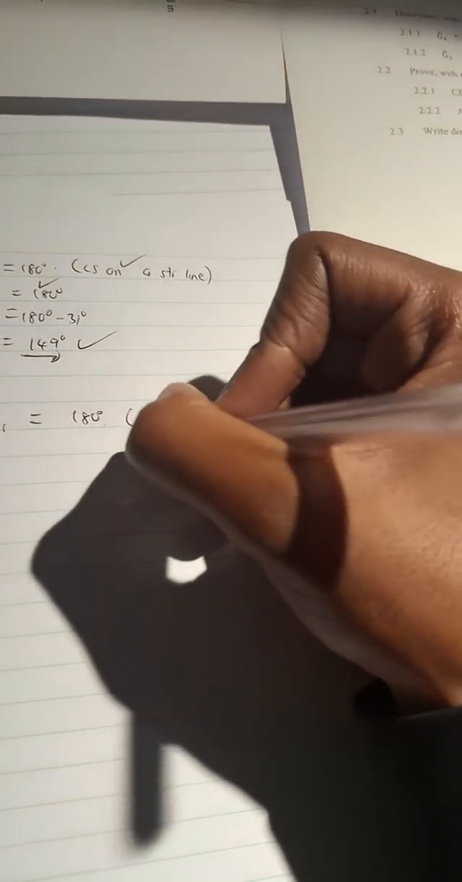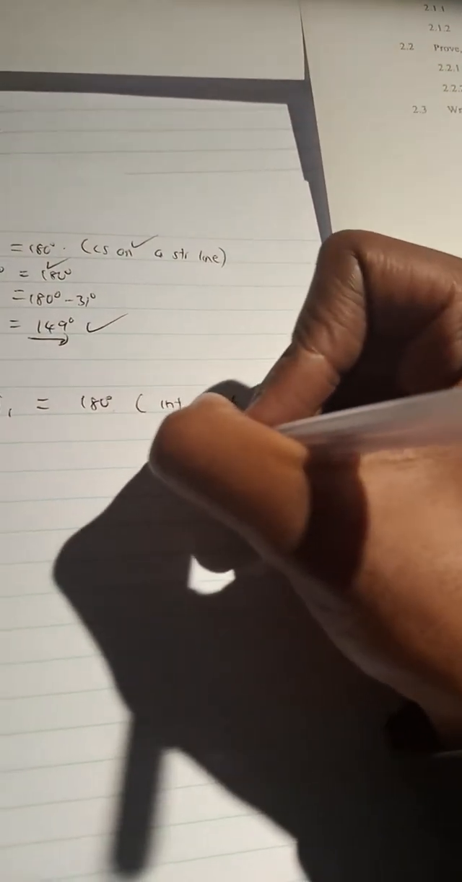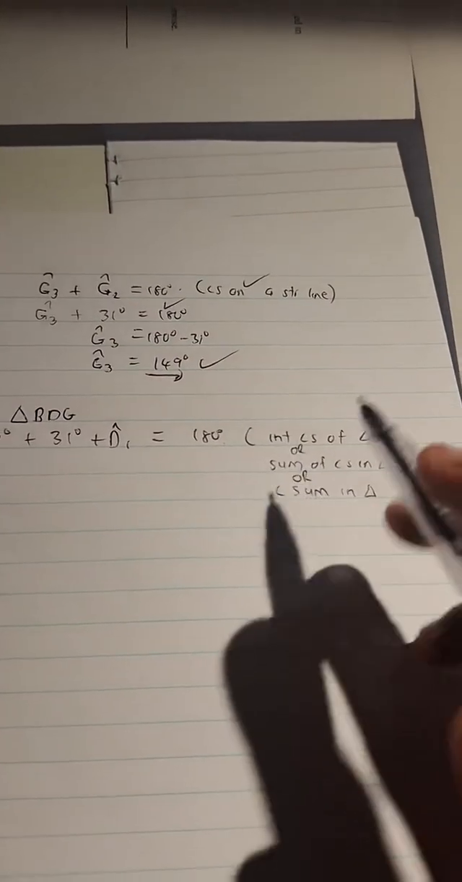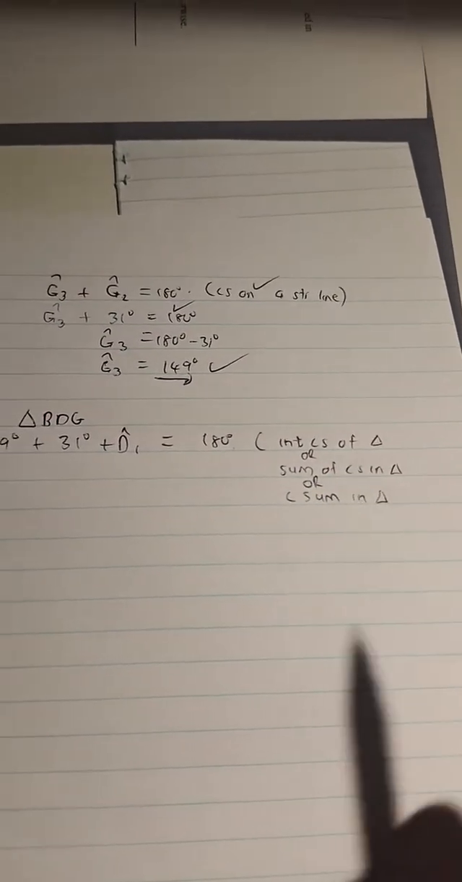Why are we saying that the three angles add up to 180 degrees? We know interior angles of a triangle, an acceptable reason. Or we can always say sum of angles in a triangle, an acceptable reason. Or we can say angle sum in a triangle. Guys, you only have three options in the acceptable reason document. For all my grade 9 learners going to grade 10 next year, you want to make sure you're always writing the reasons the way that is acceptable; one of these three always works.